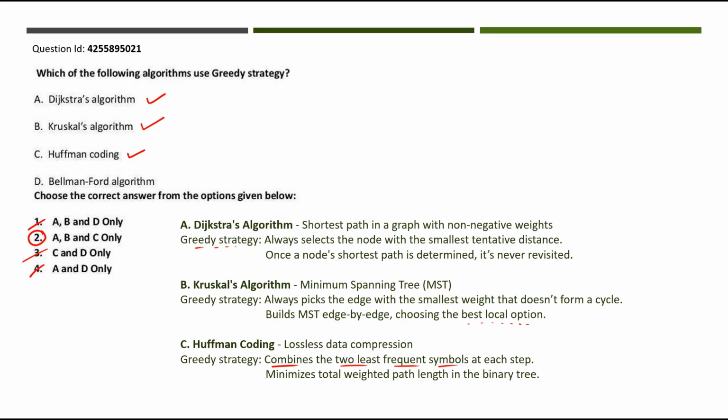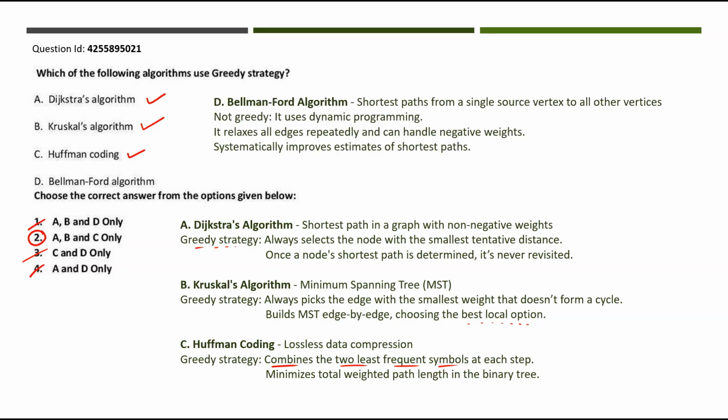Now we will understand which strategy the Bellman-Ford algorithm uses. Bellman-Ford algorithm is used to find the shortest path from a single source vertex to all other vertices. This is not using a greedy approach. Then what does it use? It uses dynamic programming. It relaxes all edges repeatedly and can handle negative weights. Systematically improves estimates of shortest paths.